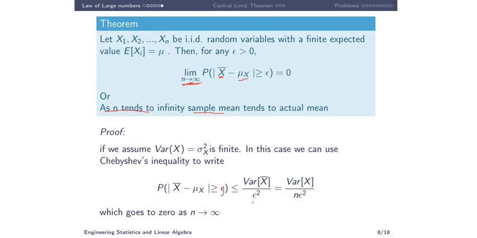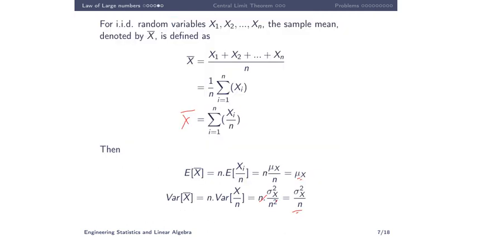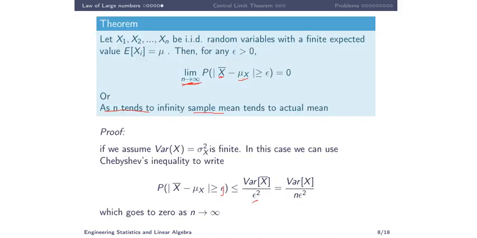Here it is epsilon, so that will be epsilon square. Now from this one we have variance of x bar is sigma x square by n, so substituting that one here, it will be variance of x by n into epsilon square. Now as n tends to infinity, this term will become divided by infinity, and so this becomes 0. So that is the proof for this one.